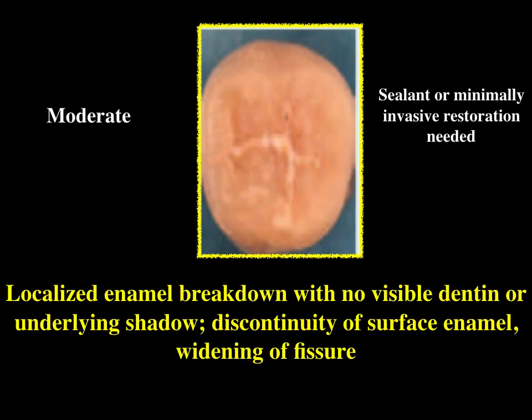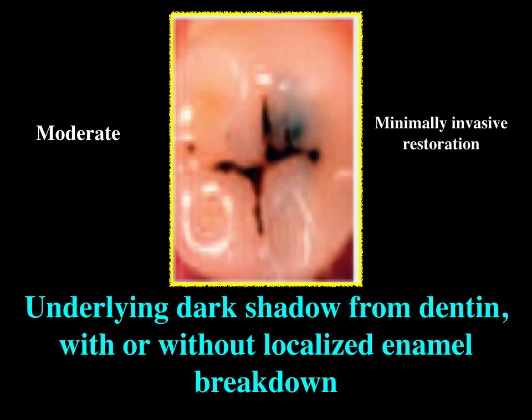Discontinuity of the surface enamel: the surface of the enamel is cut and has a cavity, with widening of the fissure. This is moderate caries. This caries is treated with a sealant or a minimally invasive restoration. We have two types of treatment for this moderate caries: sealant, filling this fissure with sealant materials, or minimally invasive restoration. The moderate caries may be treated just by minimally invasive restoration.